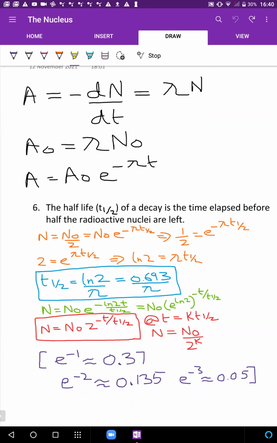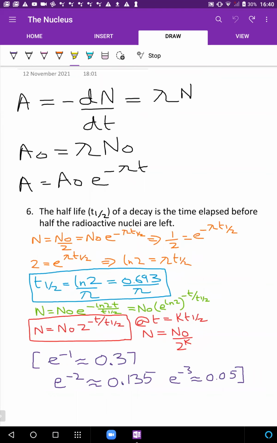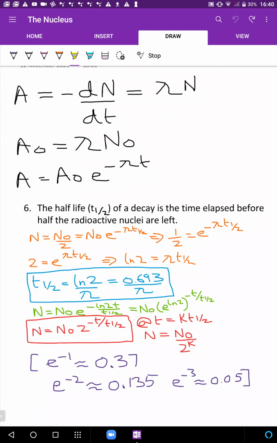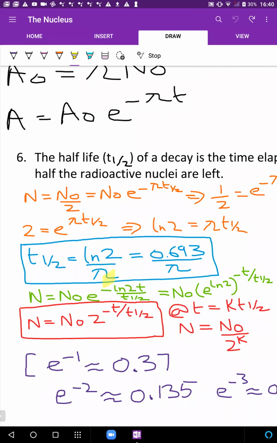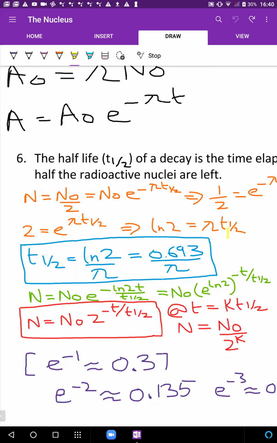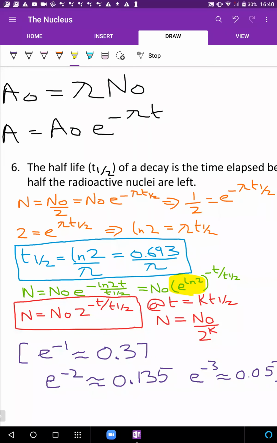तो ग्रीन लाइन में I was just saying कि n is n naught e to the power minus lambda t. लैम्डा को मैंने रीअरेंज कर लिया as ln2 by t half. तो उससे क्या हो गया? This becomes n naught e to the power minus ln2 by t half. I'm rearranging that as e raised to ln2 raised to minus t by t half. And we know e raised to ln2 is 2. So this equation can also be written like this. Instead of e raised to minus lambda t, you can write it as 2 raised to minus t by t half. Okay, and this is useful if I'm given time in terms of t half.